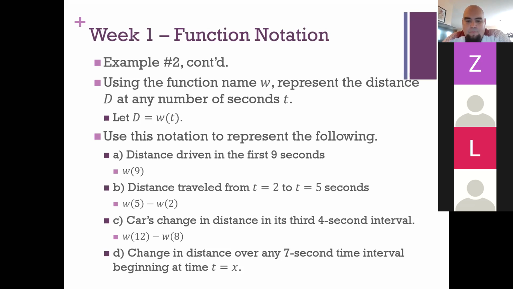So W of x plus 7 minus W of x. So I'm hearing W of x plus 7 minus W of x. Does anybody else have anything a little different? I think we're right on the money there. So I don't know what x is, and it doesn't matter. I just want to measure 7 seconds beyond that, and then take that difference.